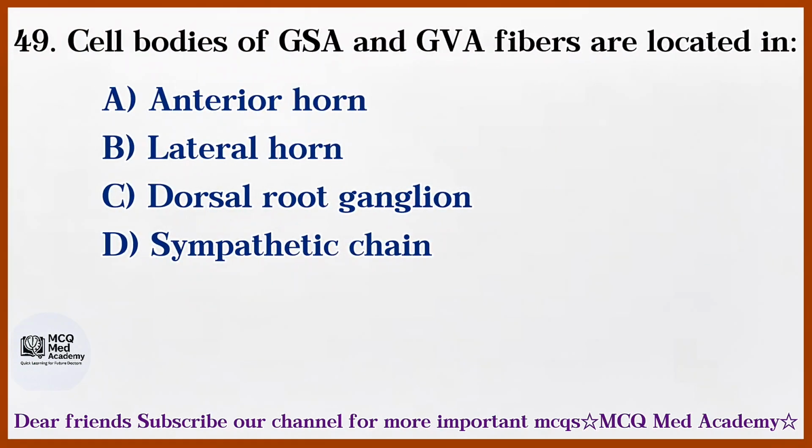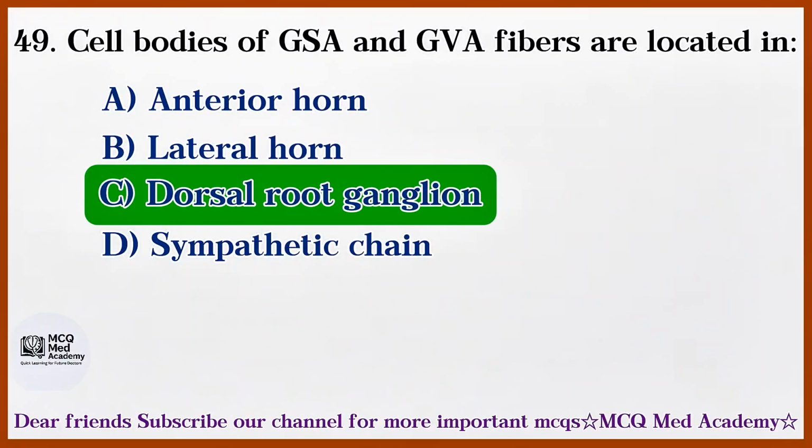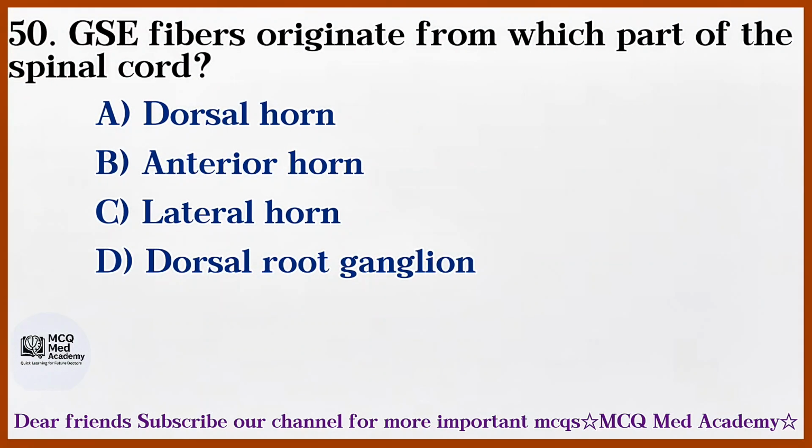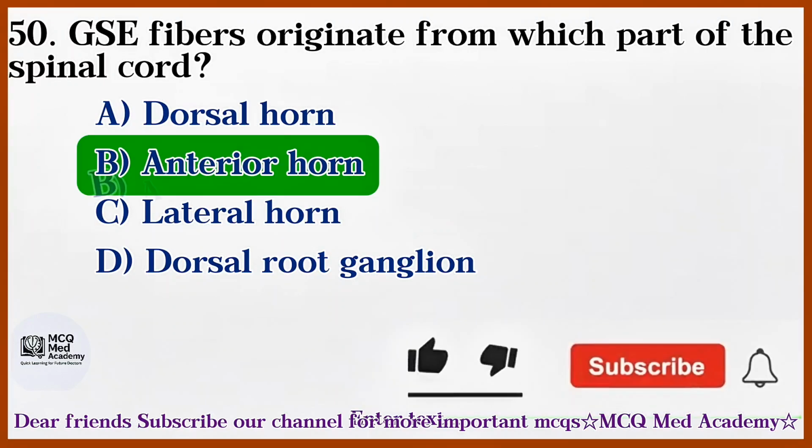49. Cell bodies of GSA and GVA fibers are located in: Correct answer, C. Dorsal root ganglia. 50. GSE fibers originate from which part of the spinal cord? Correct answer, the anterior horn.